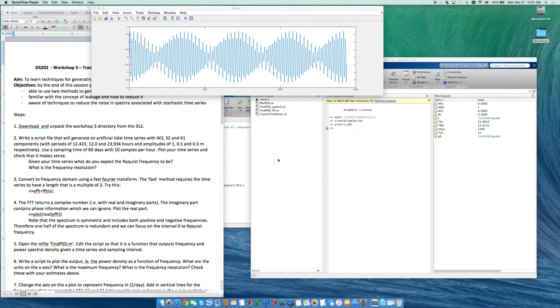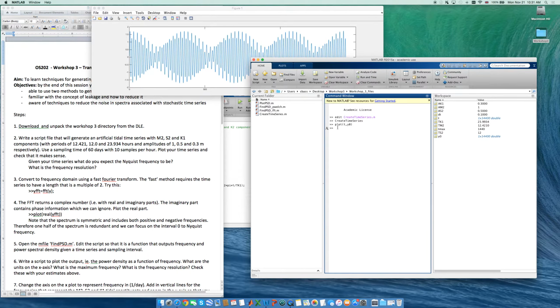So this is workshop 3, part 2, video talkthrough. At this point we've generated our time series and we've got a script which does that, called createTimeSeries.m. Now we're at the end of step 2.